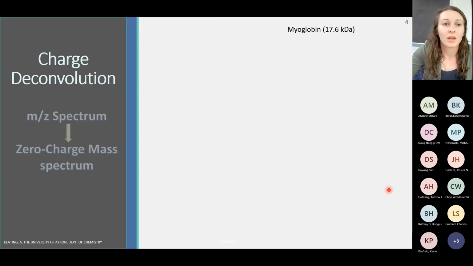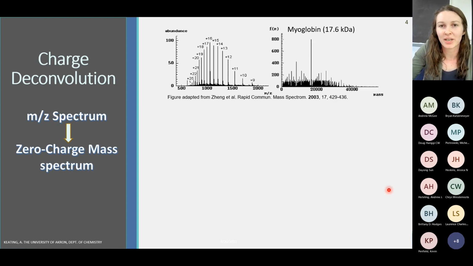polymer spectra. So charge deconvolution simply is just decoupling the charge from the overall mass spectrum so that you obtain a zero charge mass spectrum. So an example of myoglobin, the protein, being deconvoluted is shown here.